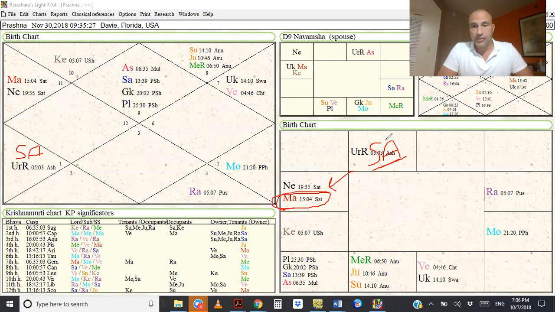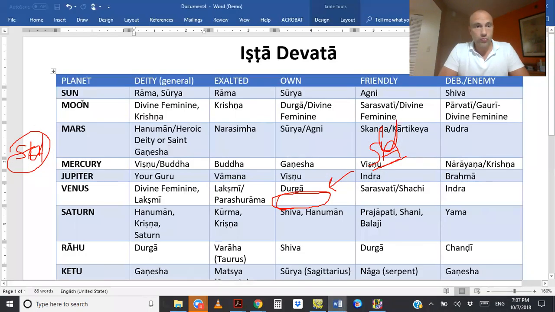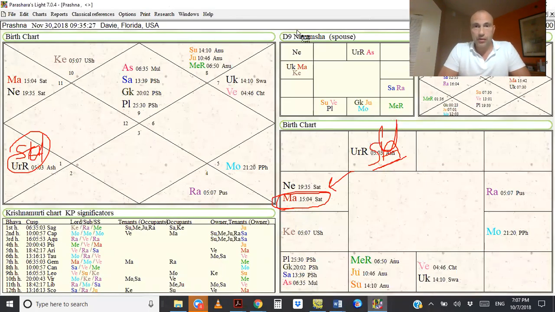But let's say this isn't Saturn, but this is the sun. Now, instead of taking the ruler of the fifth, you would probably take the planet in the fifth, sorry for my doodling here, because the sun is exalted. It is the powerful indicator of the Ishta Devata. And so you would look at the sun, Rama or Surya, as the Ishta Devata. Okay. All right. So that's technique number one.